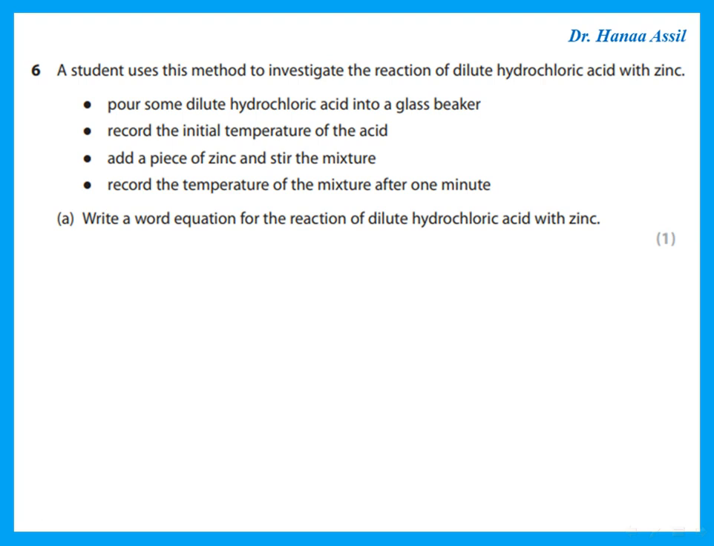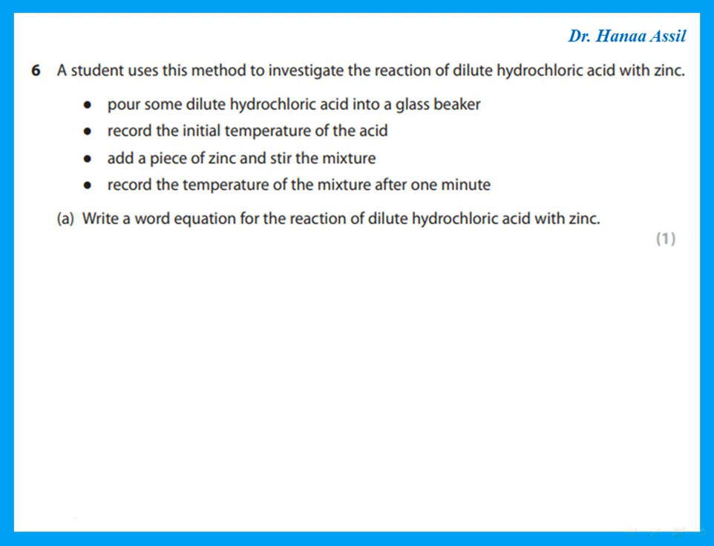Question 6 says a student uses this method to investigate the reaction of dilute hydrochloric acid with zinc. So he says pour some dilute hydrochloric acid into a glass beaker, record the initial temperature of the acid, add a piece of zinc and stir the mixture, record the temperature of the mixture after 1 minute. And the first question is, write a word equation for the reaction of dilute hydrochloric acid with zinc. Please, if he's saying word, you have to give him word. Don't go and write symbol equations.